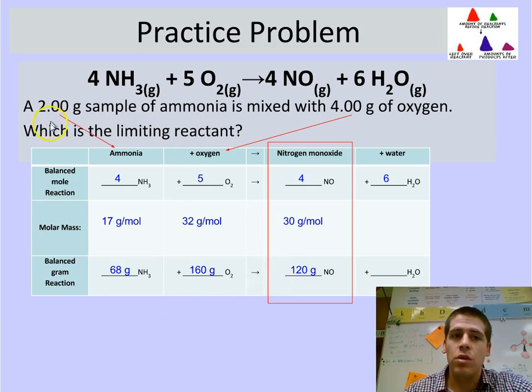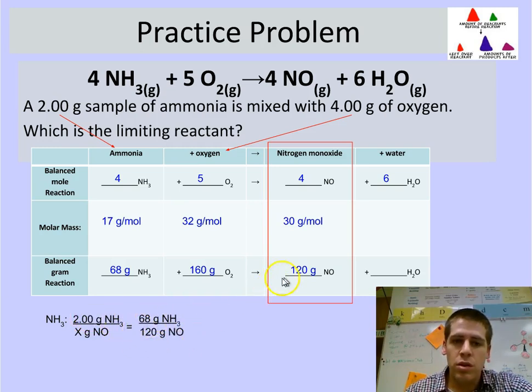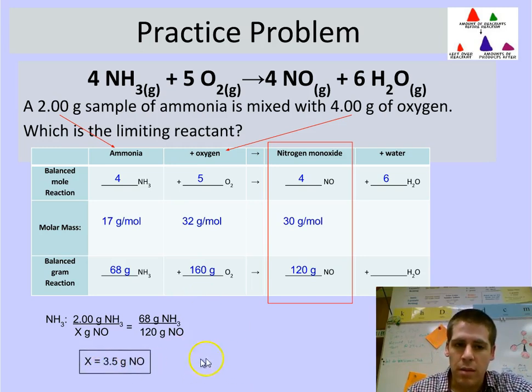So now let's go back to our givens, right? Let's start with the NH3. We have given over our goal. Our goal is the grams of nitrogen monoxide, right? The product. We want to know how much product is going to be produced, and we have 2 grams of ammonia. So that's going to be equal to the relationship between these two substances. Notice I'm keeping my units the same on top and bottom, right? Grams of ammonia, 68 grams of ammonia, and 120 grams of nitrogen monoxide. Notice that this whole side is coming from the balanced gram reaction. Okay, solve that, and X ends up being 3.5 grams of nitrogen monoxide.